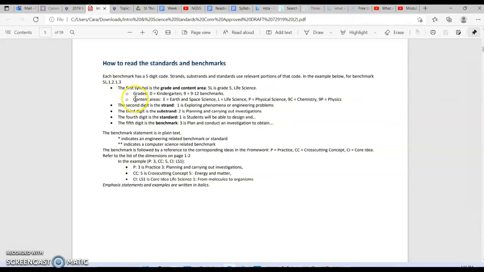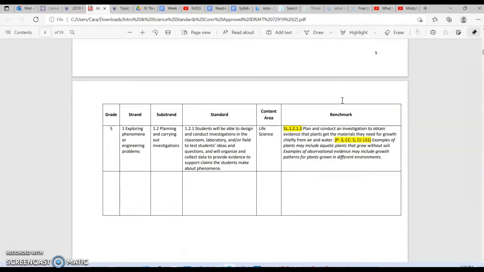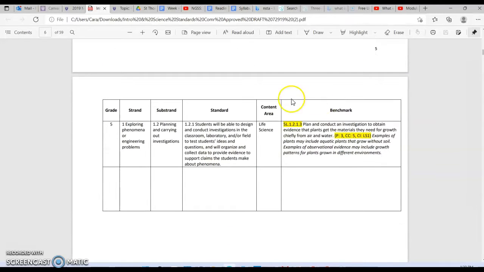And you can see right here, the letter denotes the content area. So the E is Earth and Space Science, L is Life Science, P is Physical Science, 9C is Chemistry, 9P is Physics. And that's because in 9th grade, that's a whole other ball of wax we won't go into. So when I look at the standard here, I can see it's 5th grade. I can see the strand is exploring phenomena or engineering problems. The substrand, my standard, and the content area.